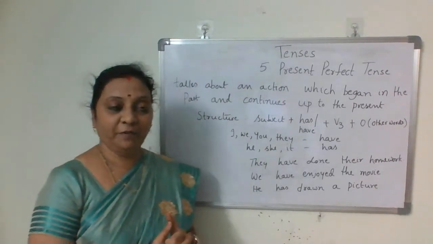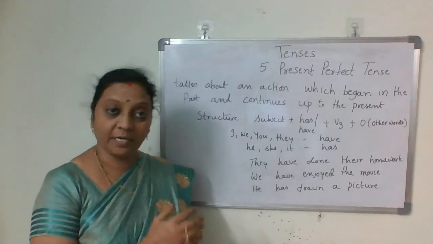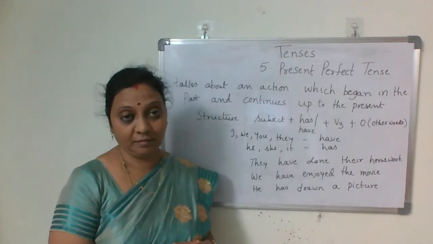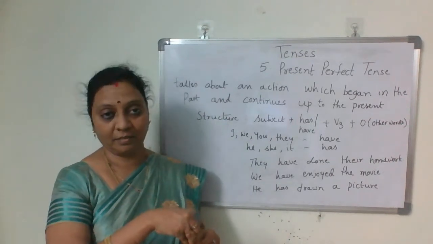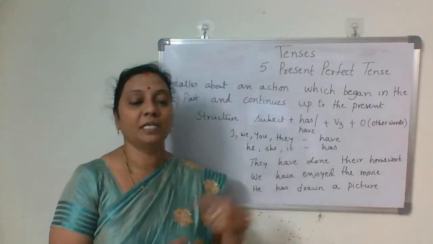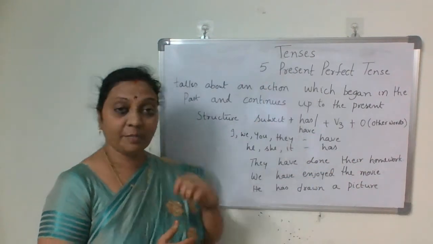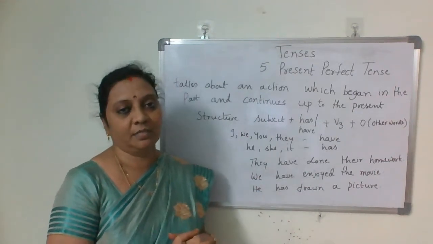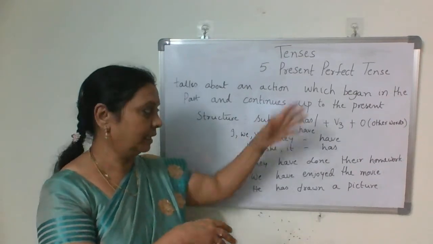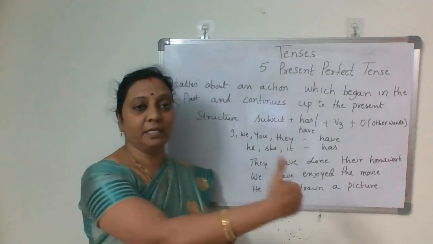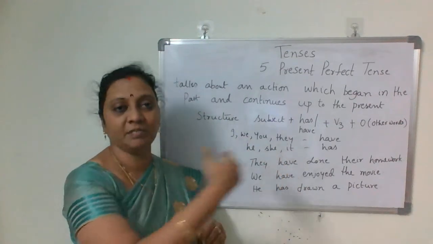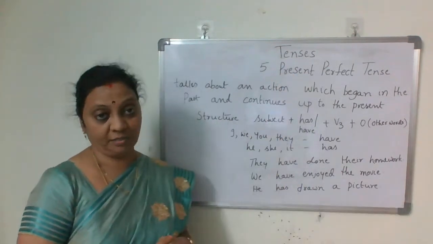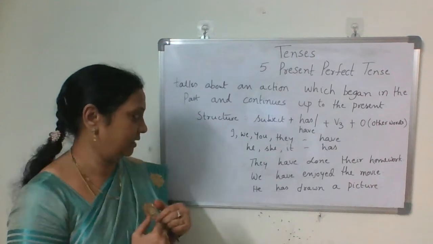What is this present perfect tense? It talks about an action which began in the past and continues up to the present. See, action started in the past, but it has some connection with the present also. Then we call it as present perfect tense. It's not just completed action. Completed action means we use simple past. But action began in the past itself, but it has continued up to the present. Some connection is there between past and present. Then in such cases, we use present perfect tense.